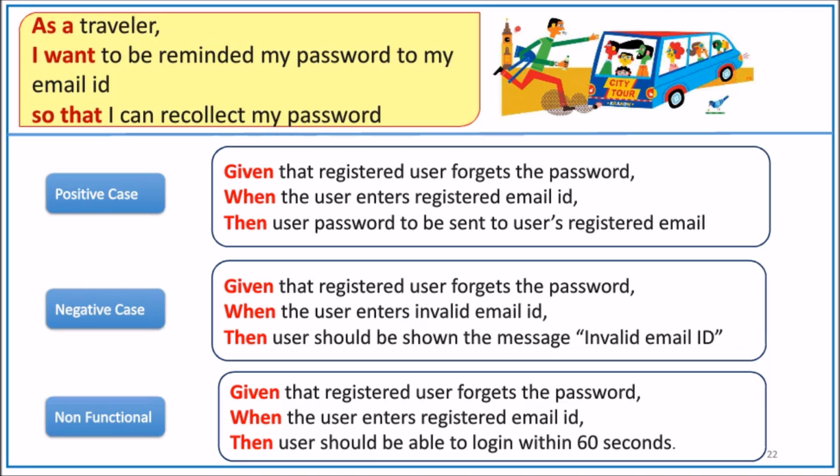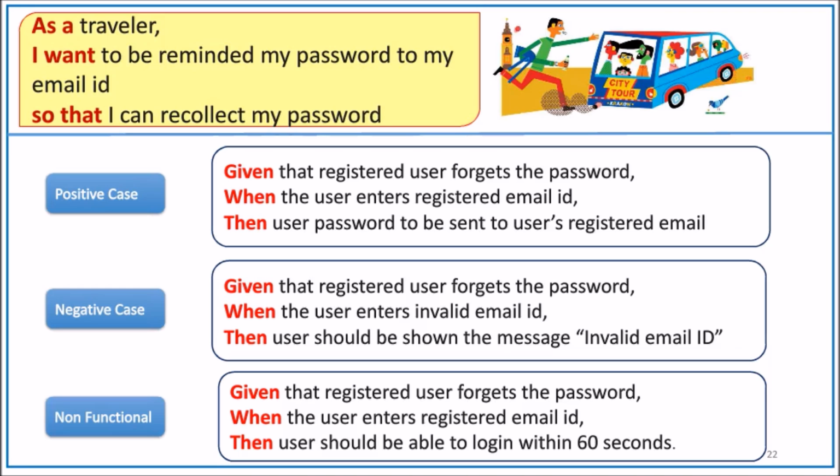So let's talk about the positive case here. The positive thing is the expected functionality. Given that a registered user forgets the password, when the user enters the registered email ID and clicks on the forgot password link, then the user's password is to be sent to the user's registered email.